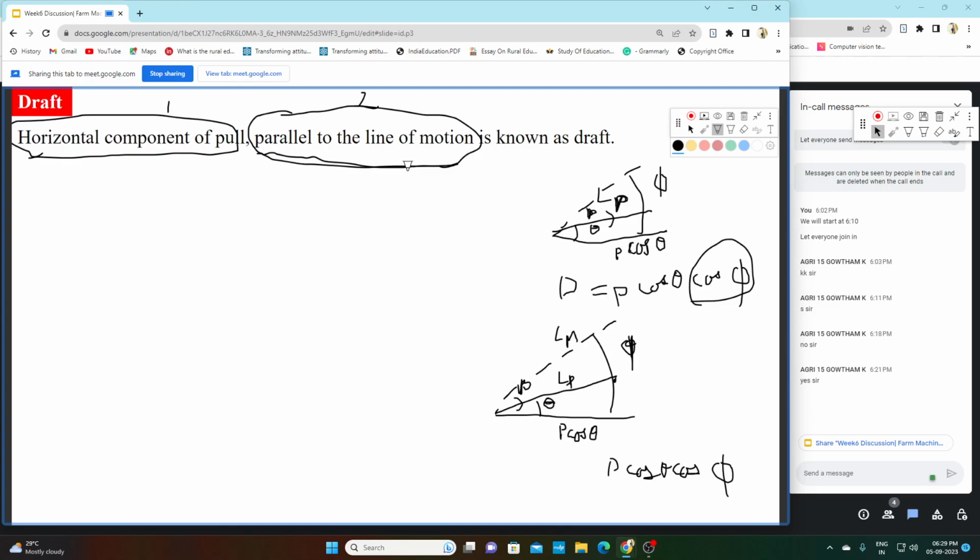Yes, sir. See, the second part: this P cos theta is also making some angle with the line of motion of the tractor in some implement. So we have to shift this P cos theta onto the line of motion. As P cos theta is making an angle phi with the line of motion, our actual draft D will be equal to P cos theta cos phi.